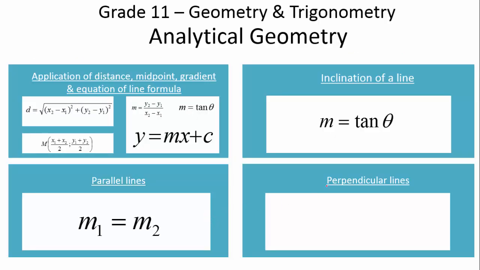Well done, grade 11s. That is perpendicular lines. What you got to remember, sort of the opposite of parallel lines: m1 times m2 equals negative 1 for two lines to be perpendicular. Well done.